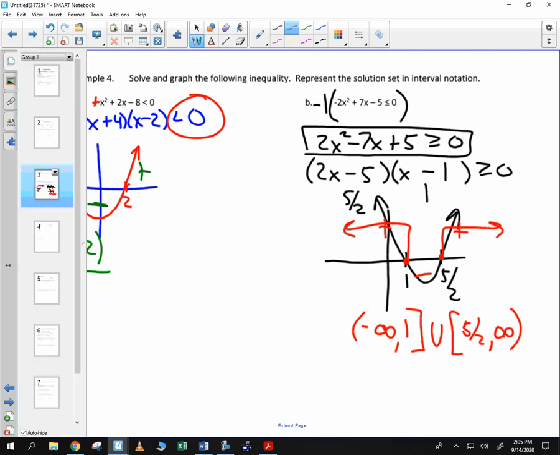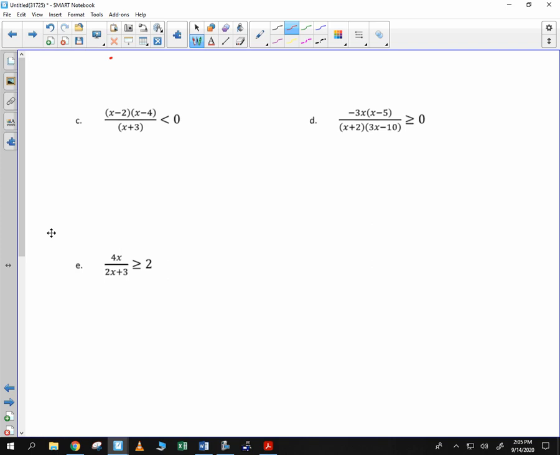So what happens if we get things where we don't know what the graph looks like? For letter C, we don't know what that graph looks like. It's a very interesting graph. But the key is that you gather everything on one side, and everything is on one side here. You factor it, it's already factored. And then you begin to look at where it's equal to 0 on the top and on the bottom.